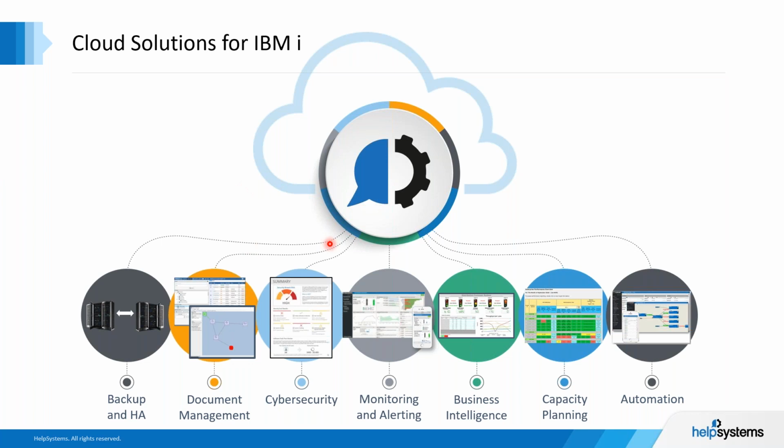Just to remind you, Help Systems from an IBM i perspective, we have this argument all the time: is everything cloud ready? Well, reality, I said it earlier, your work management, your backups, your monitoring, those things don't go away, and we can help you out with backup and HA, document management, cybersecurity, monitoring your VMs, business intelligence in the cloud, capacity planning to get you ready for the cloud, and then reporting on your activity as you consume cloud resources, and then automation. Automation shouldn't go away as we consider moving to the cloud.